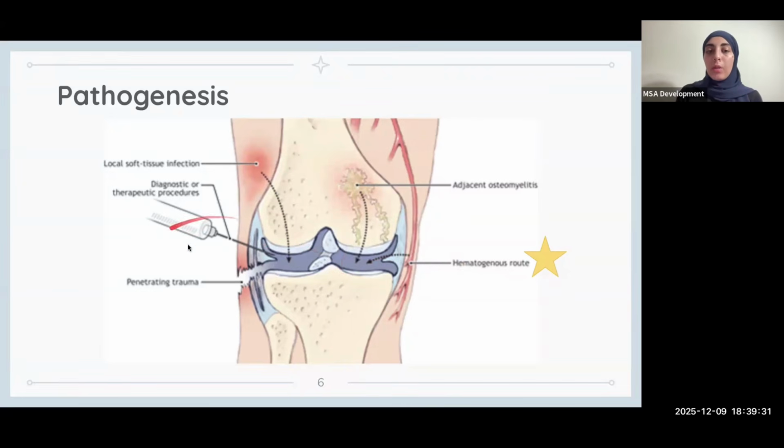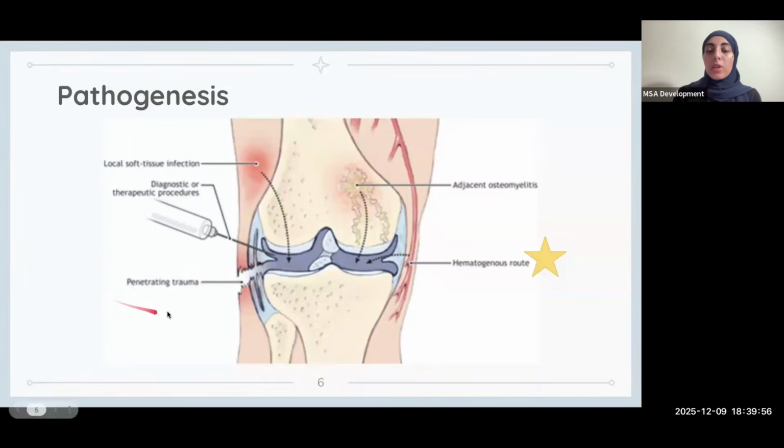Okay. And then we also have iatrogenic. So let's say someone is getting fluid out of the joint for fluid analysis, or someone is getting an injection of steroid or whatever. This needle could be infected or contaminated. It could be not sterile. So if it's not sterilized properly, it can introduce infection inside the joint. This is another way by which someone can get septic arthritis.